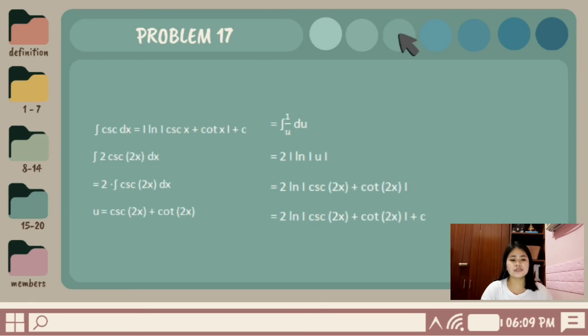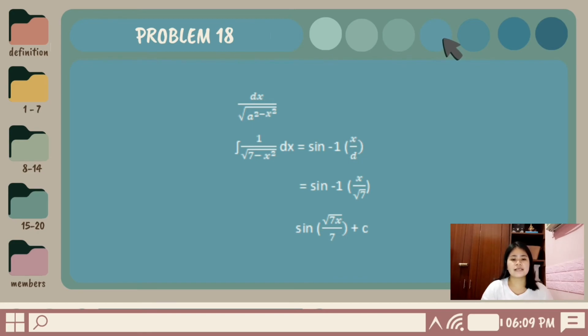Then apply the U-Substitution method, which will give us a cosecant of 2x plus cotangent of 2x as the value of our u, and 2 multiplied by the integral of 1 over u du for our expression. With the use of a common integral, our expression will become 2 natural logarithms of an absolute value of u. Lastly, substitute back the value of u to our expression and the constant c, which will give us a final answer of 2 natural logarithms of an absolute value of cosecant of 2x plus cotangent of 2x plus c.